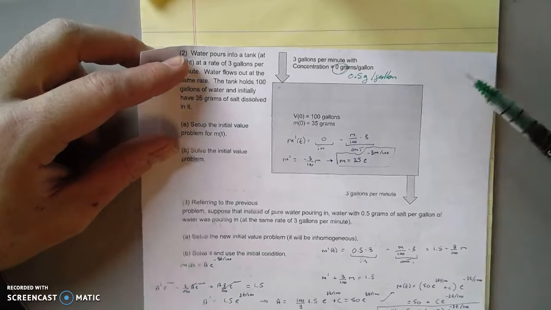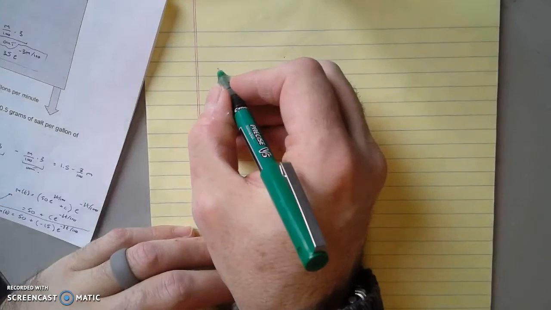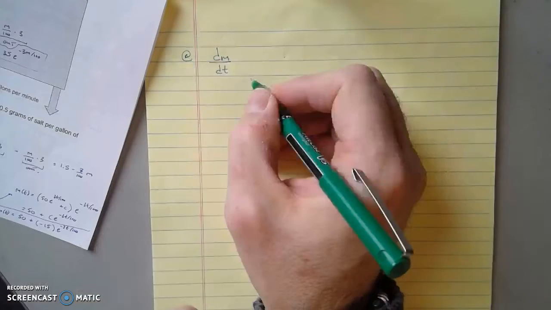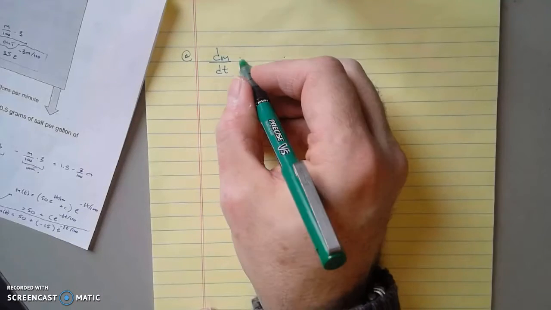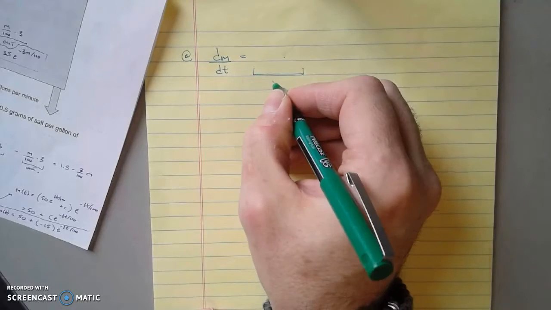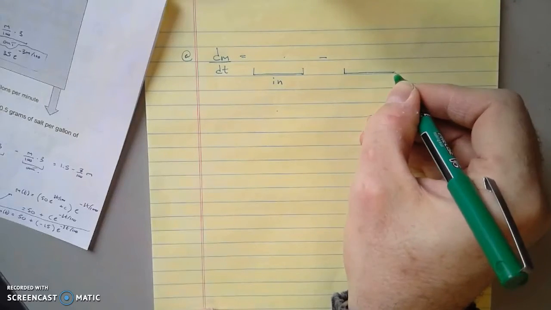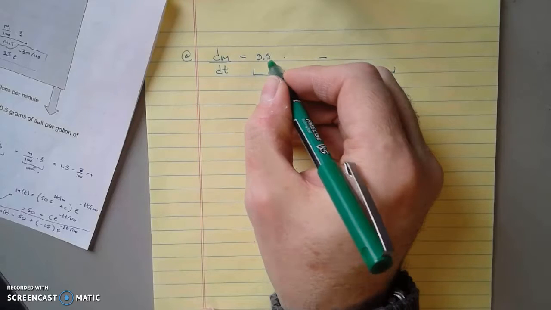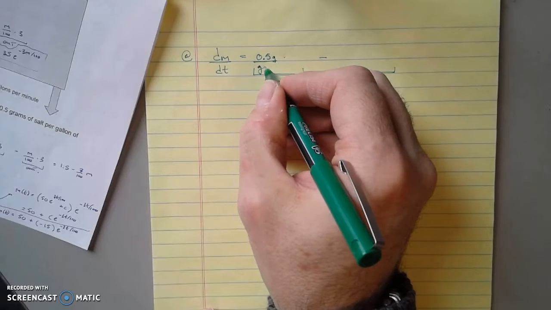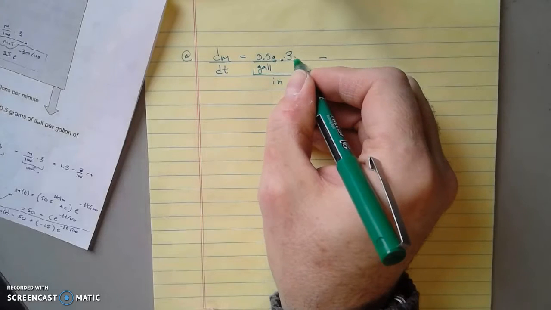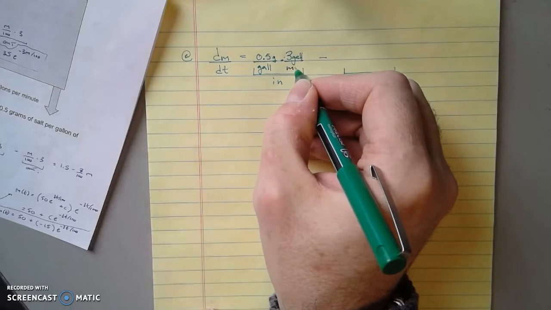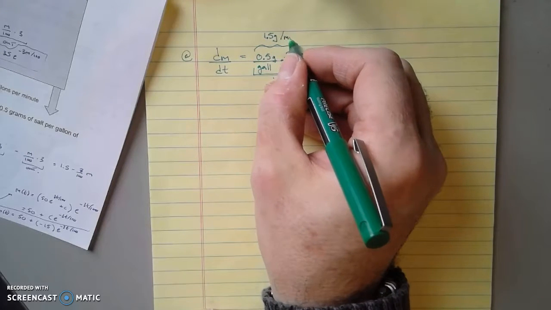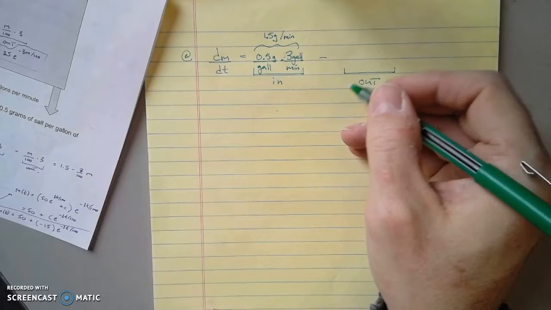Now let's find out. So we go back to our differential equation. We're looking to set up an initial value problem, which is a differential equation and an initial condition. And this is going to be whatever is coming in minus whatever is going out. So now we do have something coming in. It's 0.5 grams per gallon at 3 gallons a minute, which means we're going to have 1.5 grams of salt per minute entering the system.